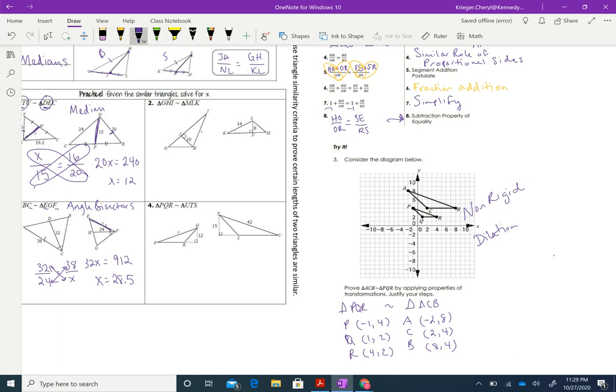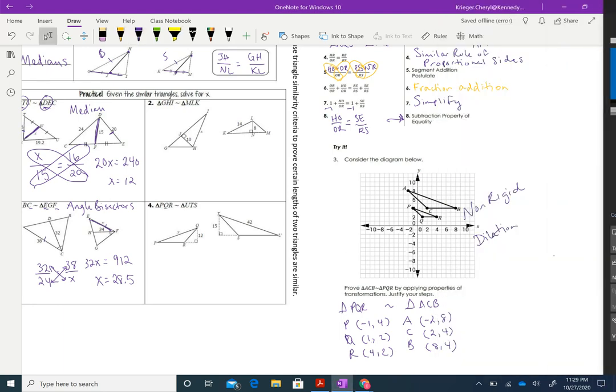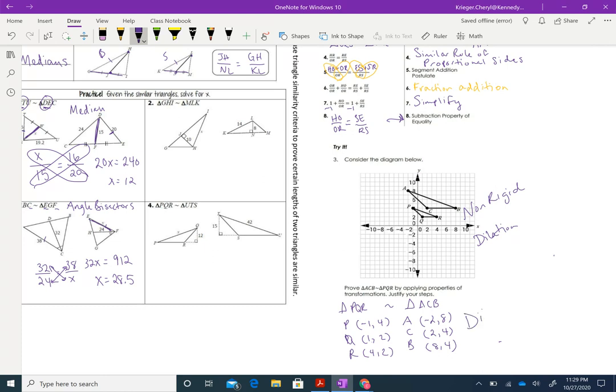Okay, so it looks like it was, oh my, sorry. It's dilated. It's definitely dilated. Triangle PQR is dilated by a scale factor of 2, right? You can tell from looking at the coordinates. We multiply by 2, so the scale factor is 2. All right, and we're done.